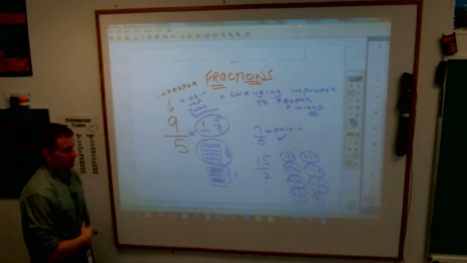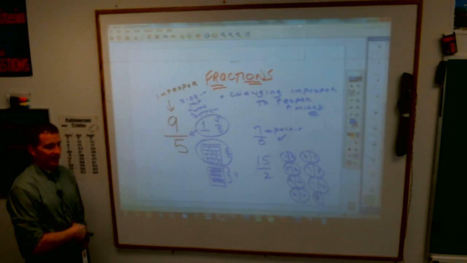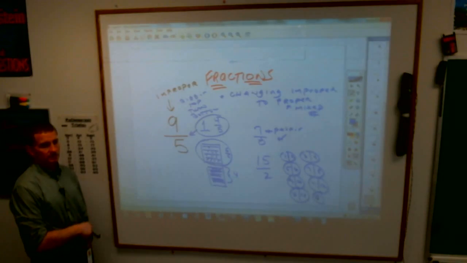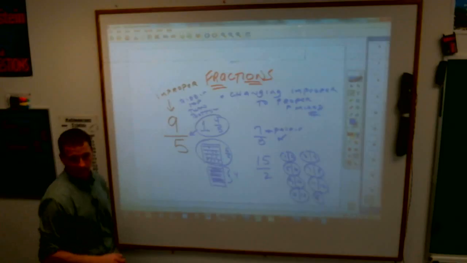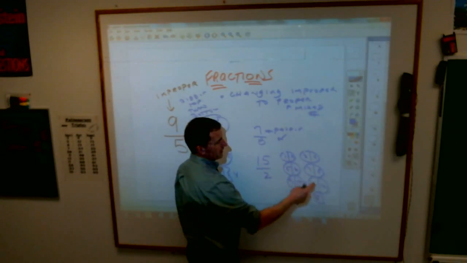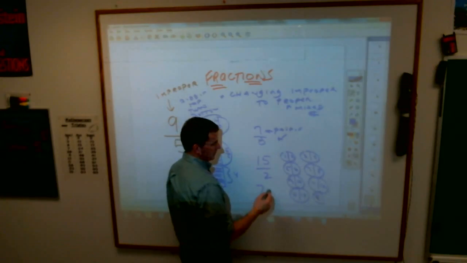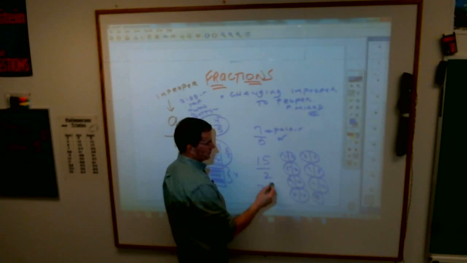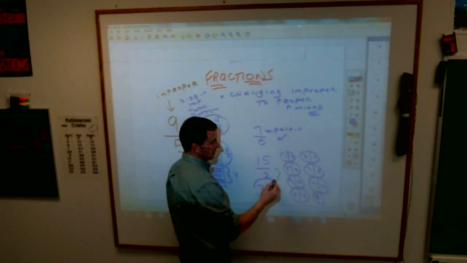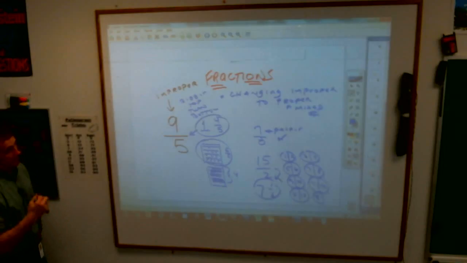That's what 15/2 is. Instead of 15/2, what's the proper way to say that? How many wholes did I get out of 15/2? 1, 2, 3, 4, 5, 6, 7 whole circles and 1 other half circle. So 7 and 1/2 is my mixed number for 15/2.